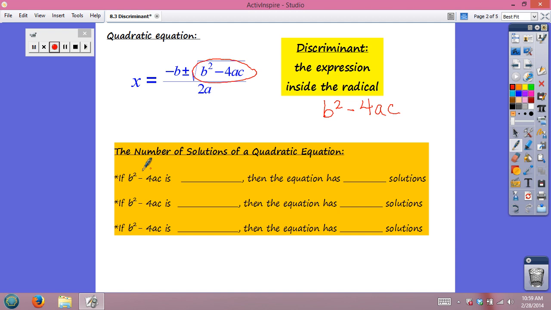We want to be able to find the number of solutions of a quadratic equation by just looking at the discriminant. So if our discriminant is a positive value, we have the equation with two solutions. If the discriminant is 0, then the equation has one solution. And if the discriminant is negative, then the equation has no real solutions.